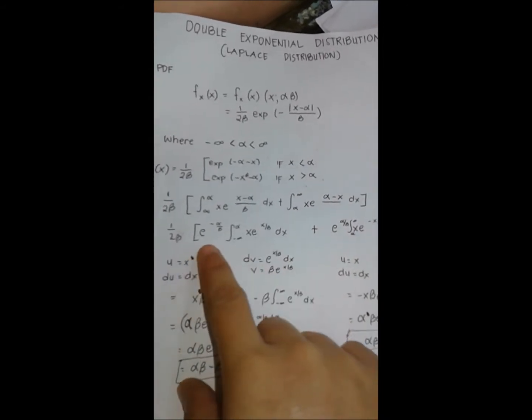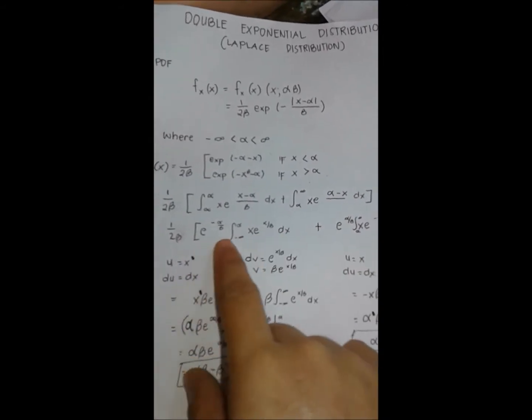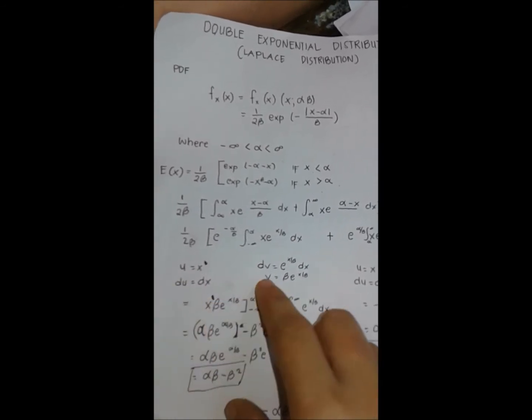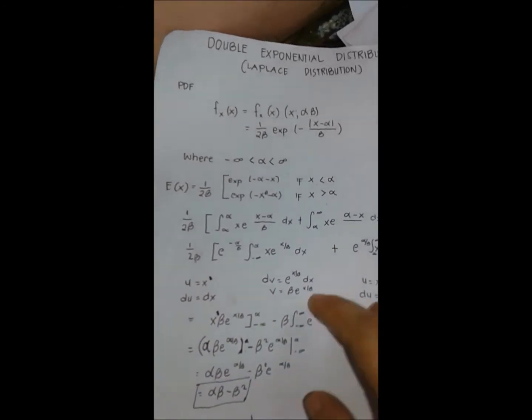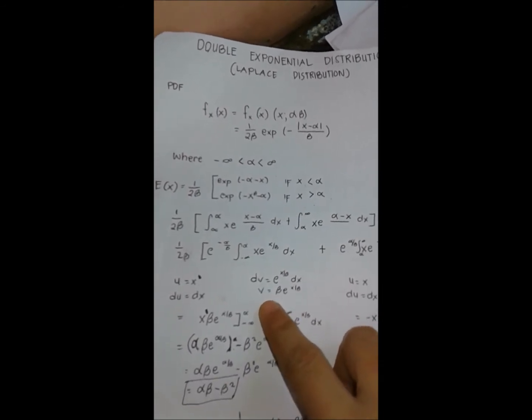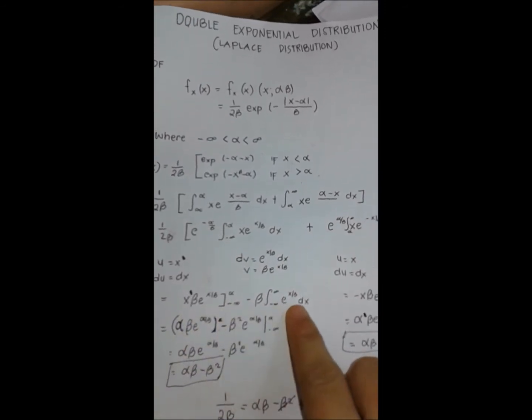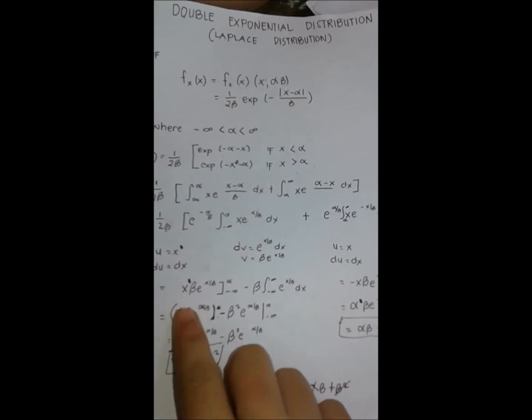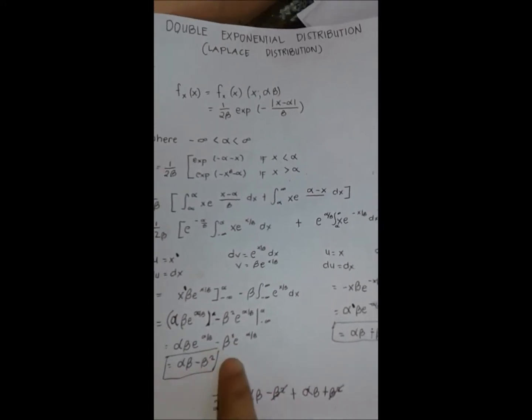So we will integrate this part, and we have this one, the u du, v and dv, and we arrive at this one because of uv minus the integration of v du. We change x with α, and we have this answer.